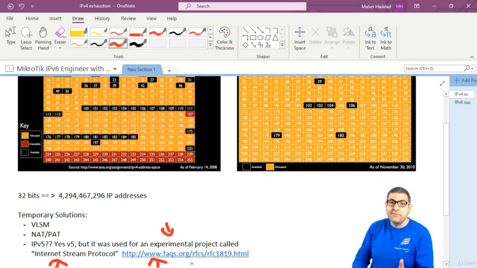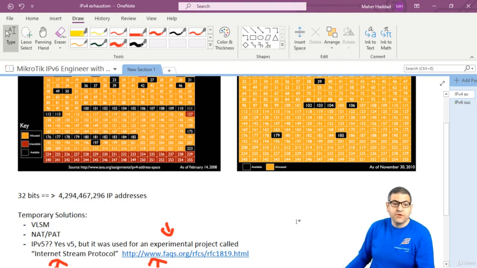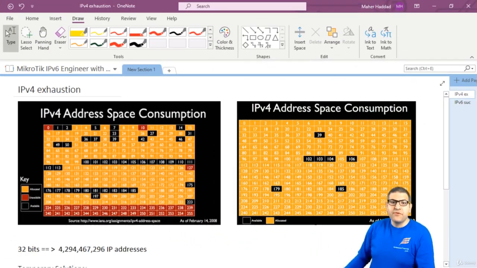So the IP version 5 was fully used for this project. So that's why we had IP version 6, because IP version 6 has the same function as IP version 4, which is to provide IPs to the customers to be able to go to the internet. But IP version 5 was not possible for that because it was fully used for a project called Internet Stream Protocol. So as a review, we now have an idea that IP version 4 is almost full. And we know that on IP version 4, there were some techniques to keep IP version 4 from filling very fast. And those techniques were the VLSM, which is the subnetting, the NAT and PAT.